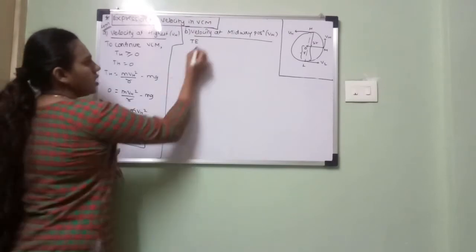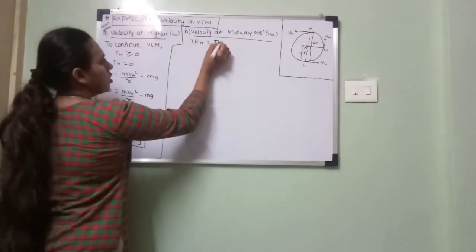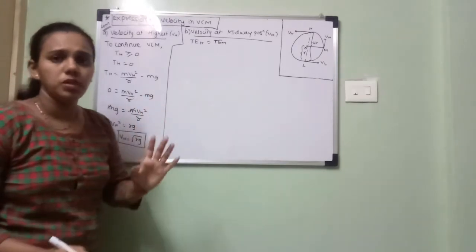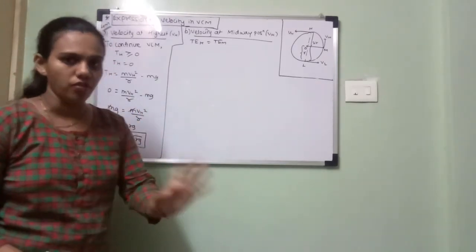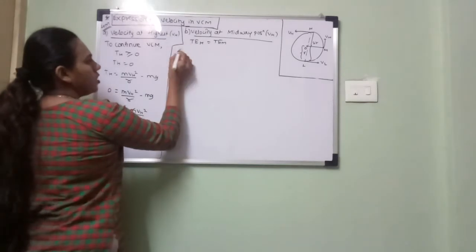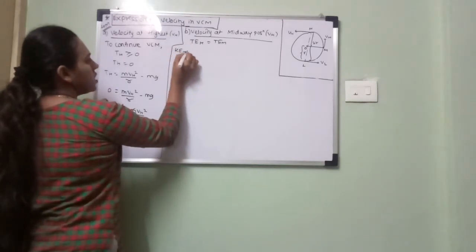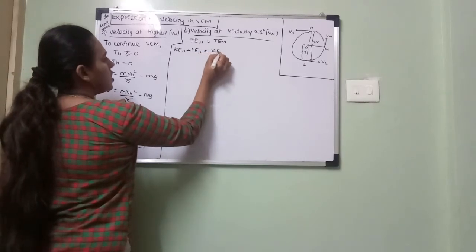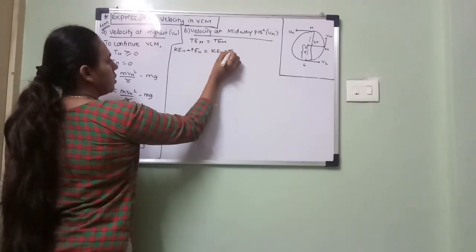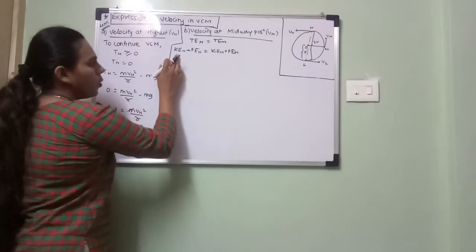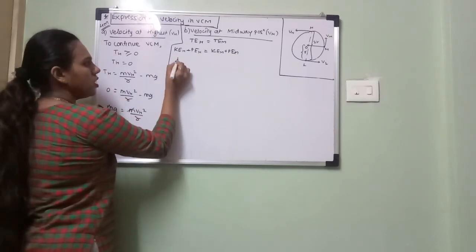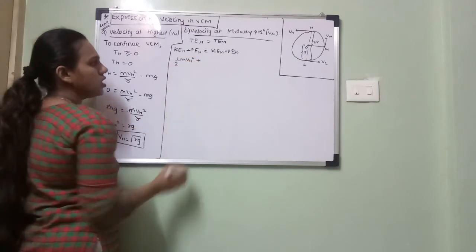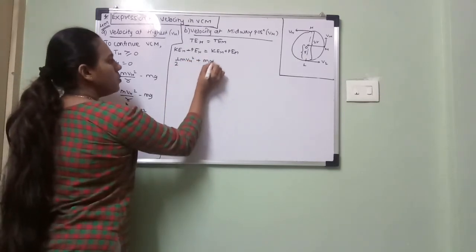So total energy at highest is equal to total energy at mid. Right? This is the law of conservation of energy. That means the energy remains conserved. It remains fixed. What is total energy? Kinetic energy at highest plus potential energy at highest is equal to kinetic energy at mid plus potential energy at mid. Right? What is kinetic energy at the highest position? Half mvh square. Potential energy at the highest position is mgh.